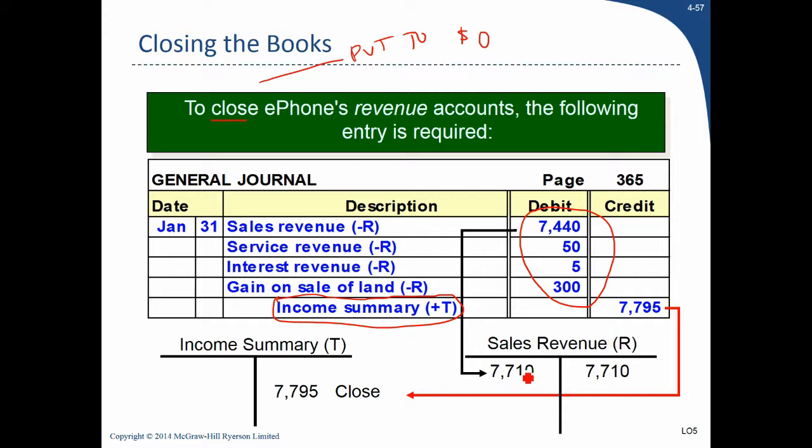So you can see sales revenue, it was $77.10, and now we're debiting $77.10. What's the balance at the end of the year? Zero. Okay, the income summary now has a credit balance of $77.95, but we're not done. All we've done is close out all the revenue accounts. If you were to look at a trial balance today, you would see the sales revenue, service revenue, interest revenue, and gain on sale of land will all have a zero balance.